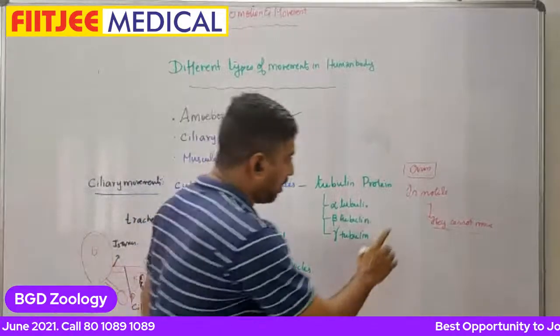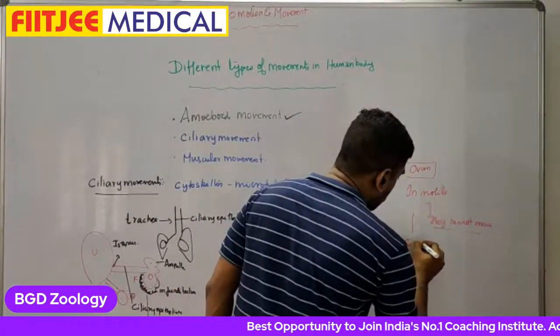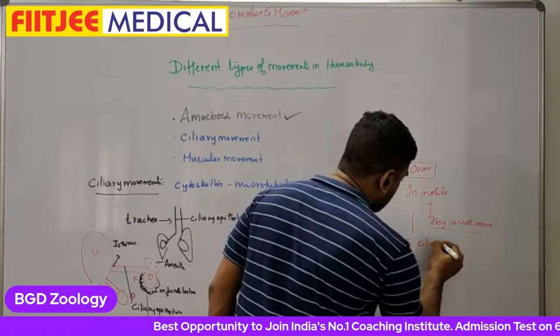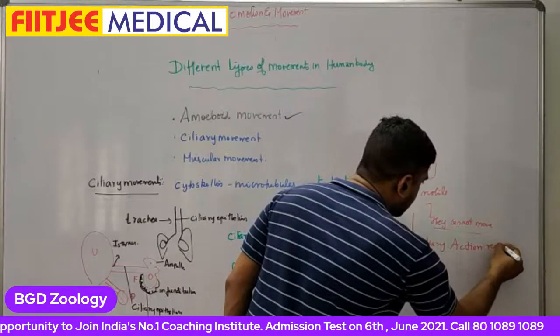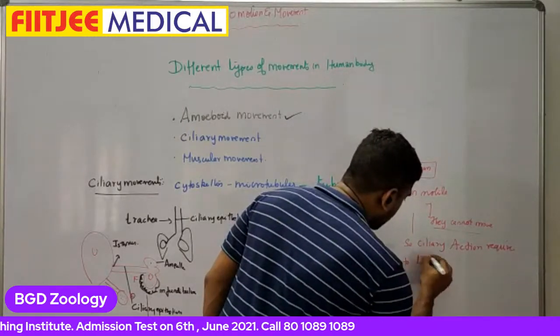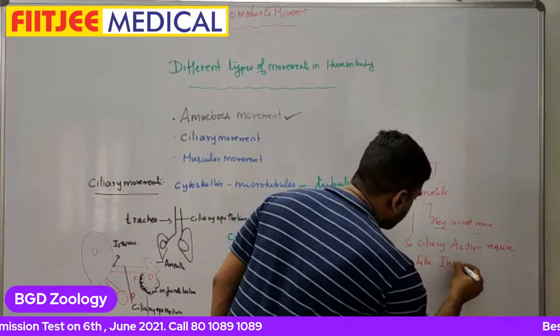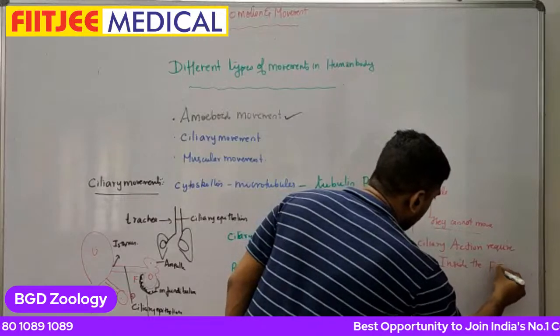So as they are immotile, they cannot move. So ciliary action is required to take them inside the fallopian tube. I think it's clear.